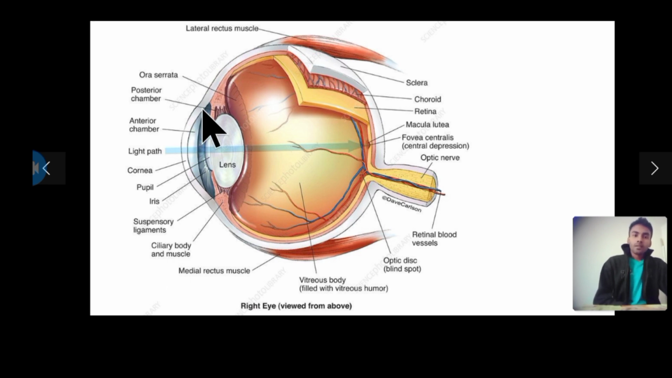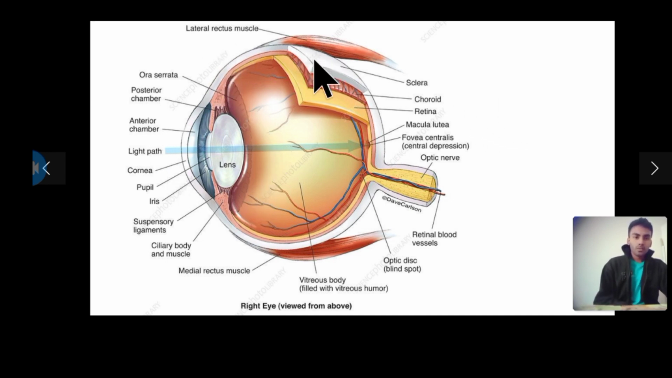Between this cornea and iris, this space is the anterior chamber. Between this iris and lens, this is called the posterior chamber. So this is all about the front part of the eyeball. Next comes the back part.